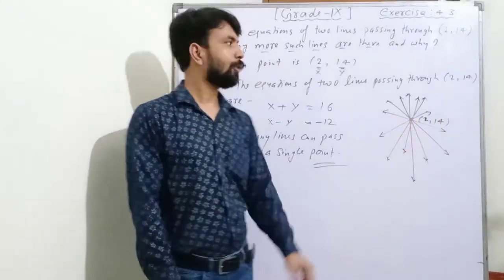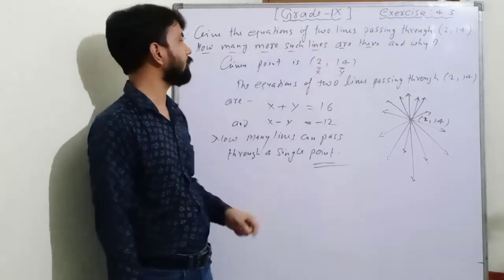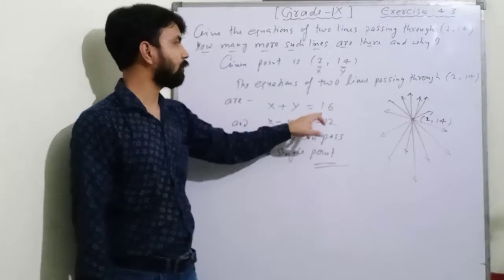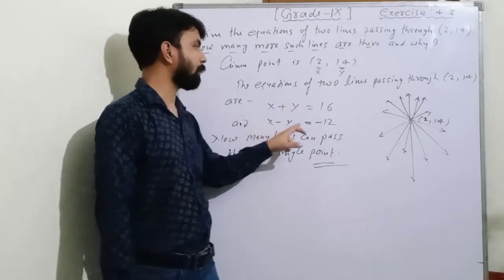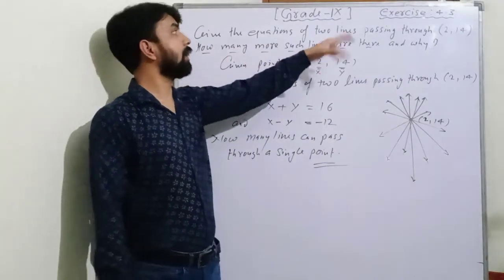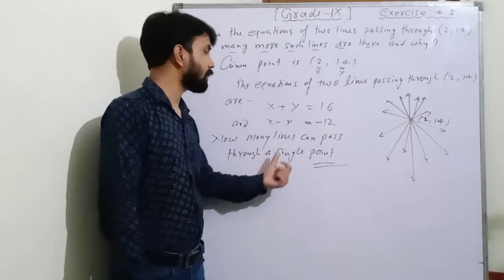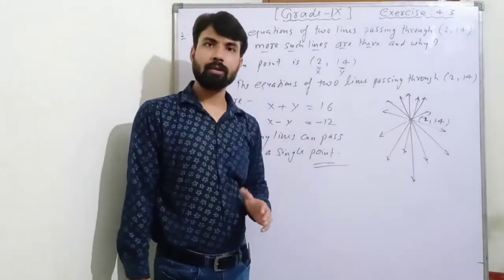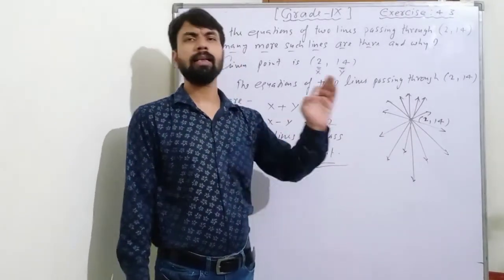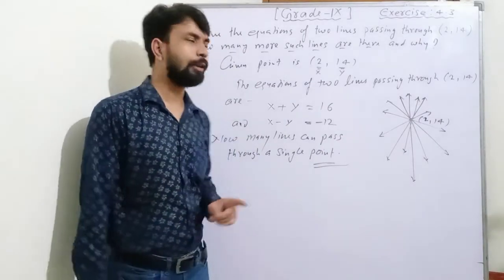क्लियर? सो द वेरी फर्स्ट part is give the equation of two lines passing through this. So first equation is x plus y equals to 16. Second equation is x minus y equals to minus 12. And how many more such lines are there and why? Now many lines can pass through a single point. Understood? एक पॉइंट से बहुत सारी लाइंस पास हो सकती हैं. Got it? So students, pause the video and note it fast.